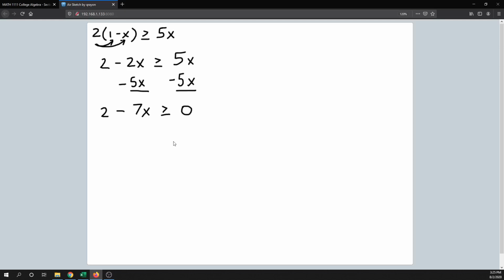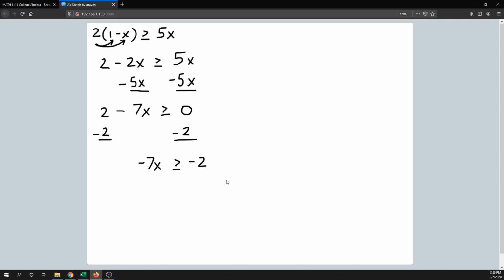So I have every term with an x on one side, and now I need to get every term without the x on the other side. So I'm going to subtract 2 from both sides. On the left, 2 minus 2 is 0, which I'm not going to bother to write, and then the minus 7x. On the right-hand side, 0 minus 2 is negative 2. Now I have every term with an x on one side and every term without the x on the other, and that's what I want.